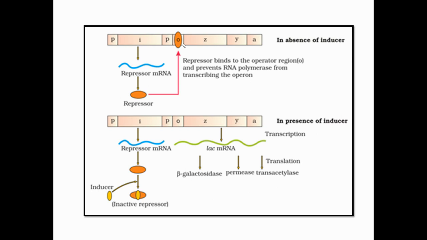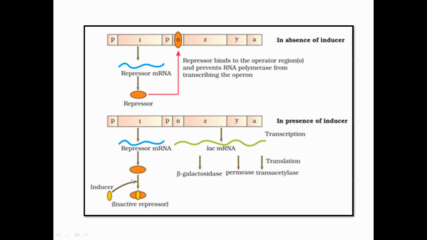some of the enzymes which are required for the synthesis of mRNA. One enzyme you know, that is RNA polymerase. So the RNA polymerase entry is going to be blocked over here. So the rest of the genes are not going to be transcribed at all.